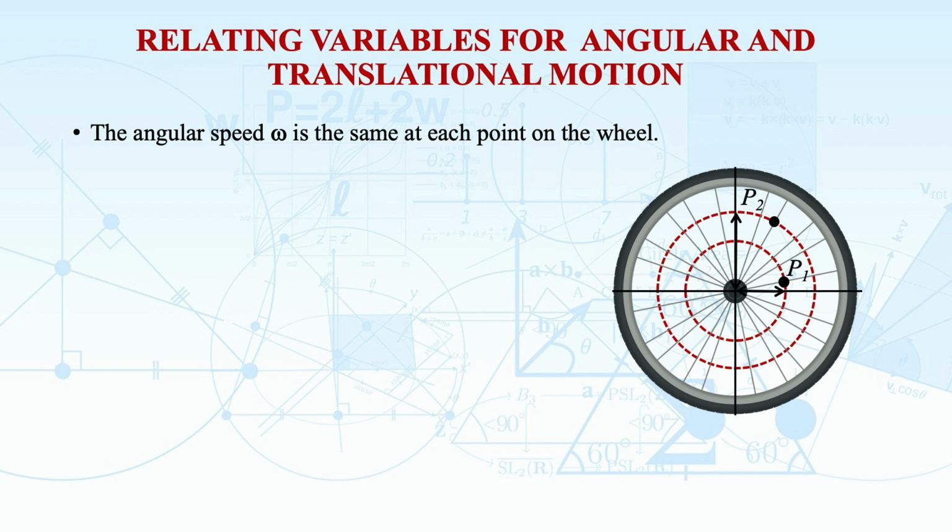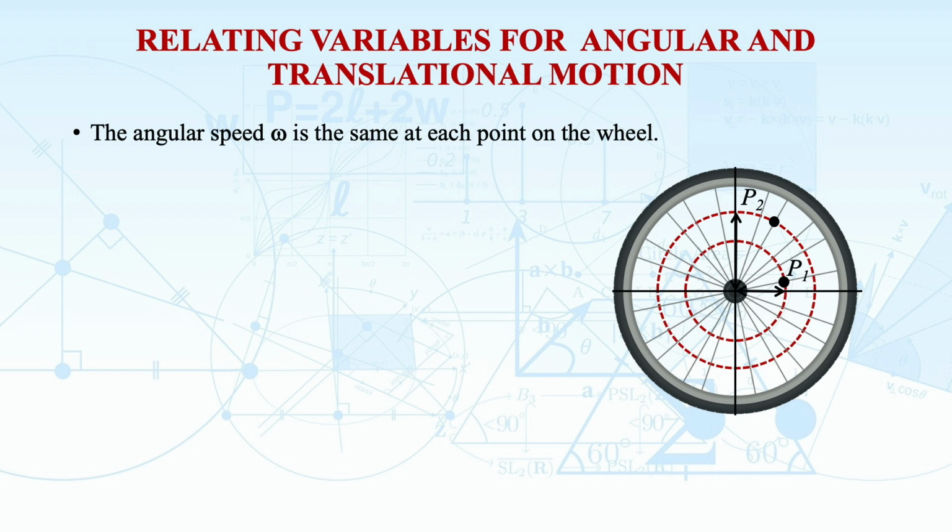rotating? Do you think one of them will move faster than the other, or do you think that both of them will have the same translational speed? Remember, this time we are talking about translational speed and not the angular speed, by which I mean that I am trying to calculate the distance covered by each of these points in unit time and not the angular displacement per unit time.